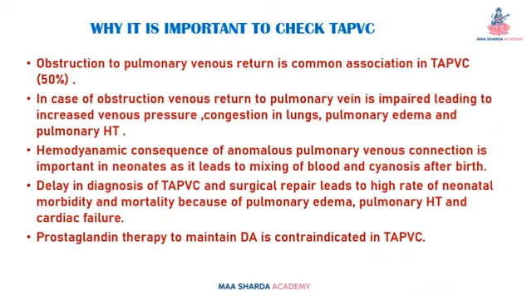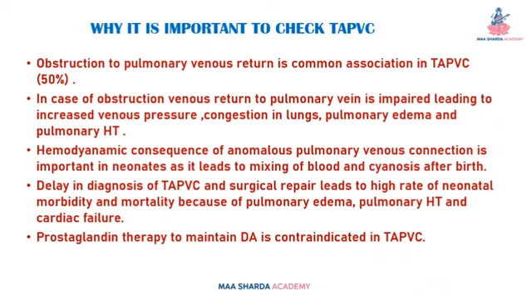Why is it important to check for TAPVC? Obstruction to pulmonary venous return is a common association in TAPVC. It is seen in around 50% of cases. In case of obstruction, venous return from the pulmonary veins is impaired, leading to increased venous pressure, congestion in the lungs, pulmonary edema, and pulmonary hypertension.